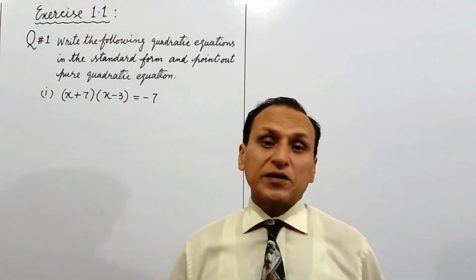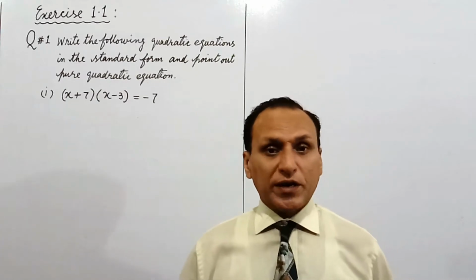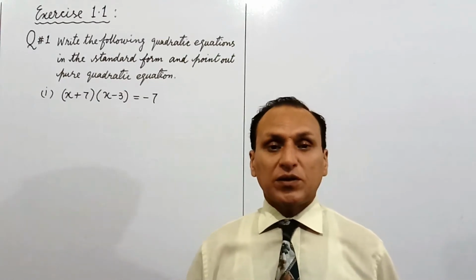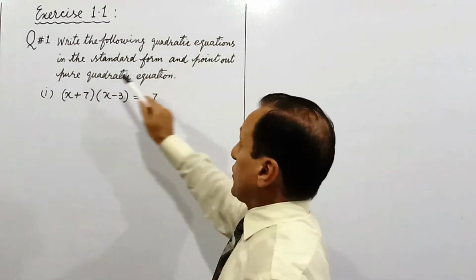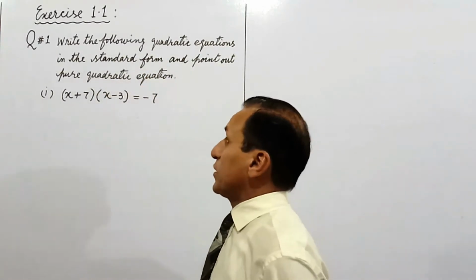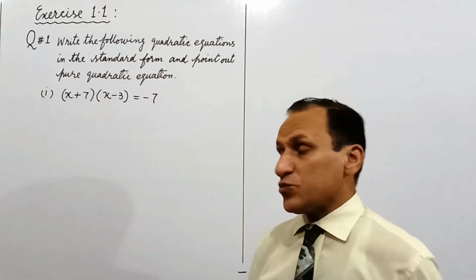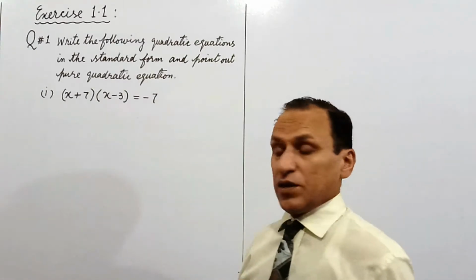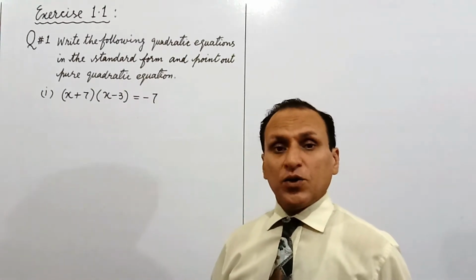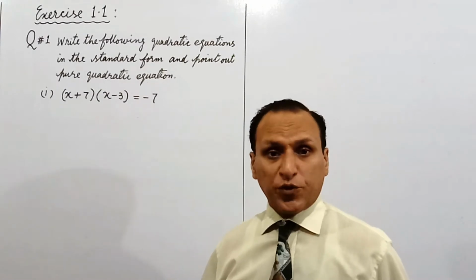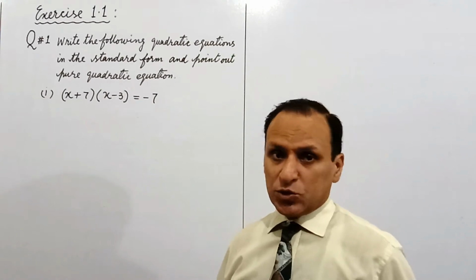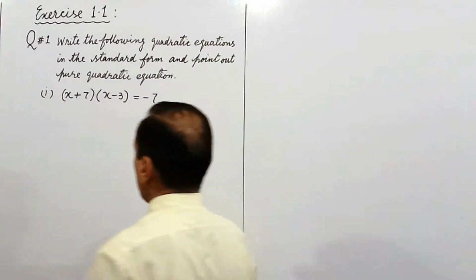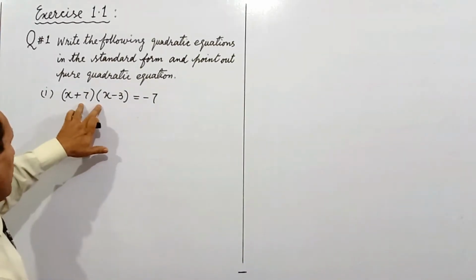We begin chapter number 1 of quadratic equations from question number 1, in which we are required to write the following quadratic equations in the standard form and point out a pure quadratic equation. It means we have to solve these given equations and find out whether these are in standard form of quadratic equation or pure quadratic equations. So let's begin with part 1, in which two expressions are in a product form.